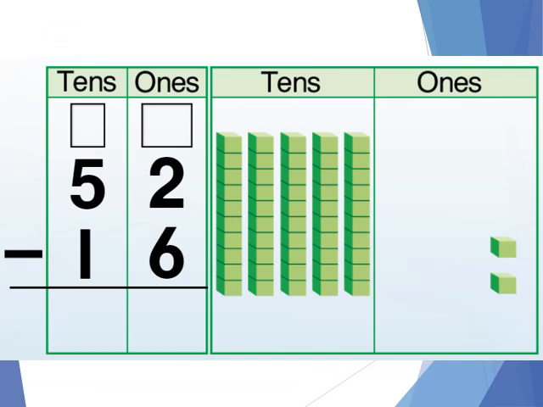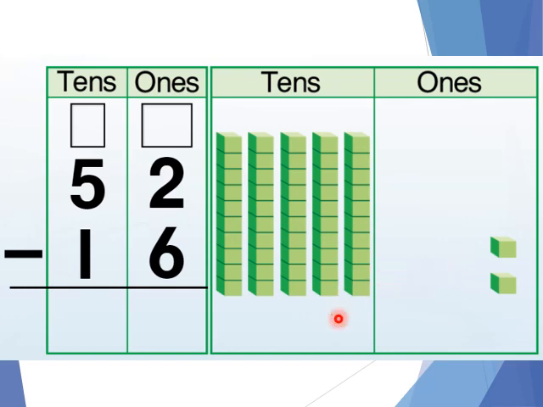So now you know that sometimes you need to regroup when you subtract two-digit numbers. Let's use a model to help you record all the steps of the subtraction. First, let's model the number being subtracted from. It's 52, 5 tens and 2 ones. Now you need to subtract 16.